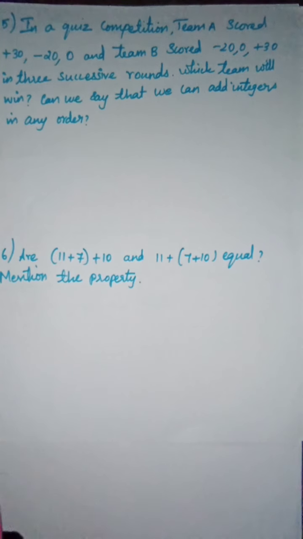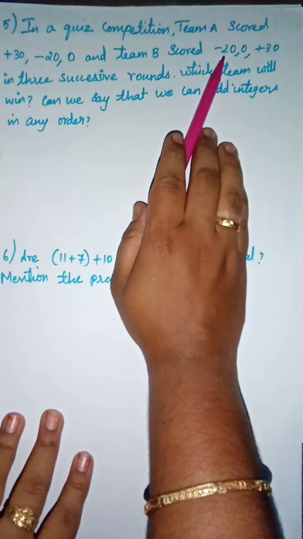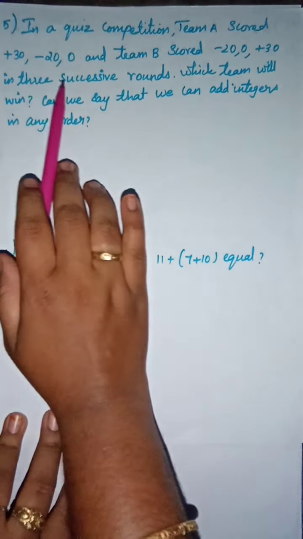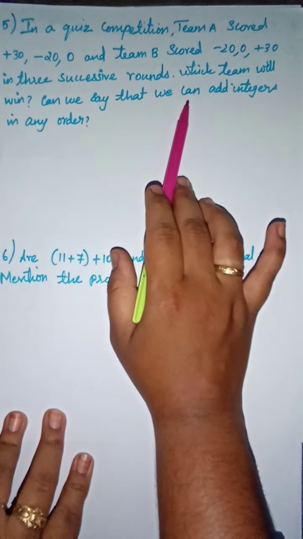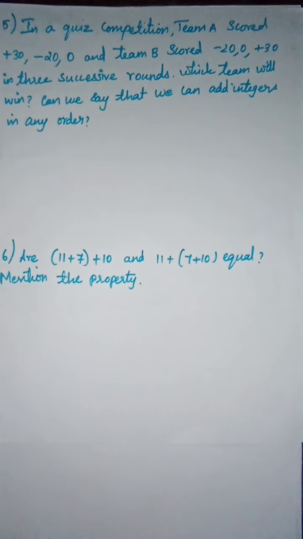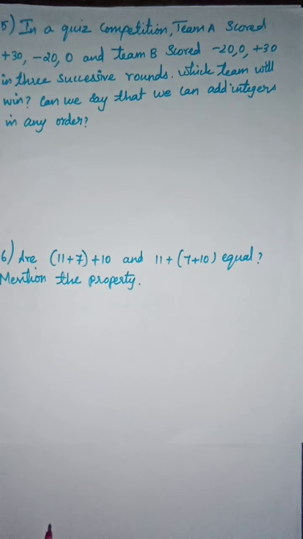Then the next question, that is the fifth question: in a quiz competition, team A scored plus 30, minus 20, 0, and team B scored minus 20, 0, plus 30 in three successive rounds. Which team will win? Can we say that we can add integers in any order? Okay, another time I am going to read the question: in a quiz competition, team A scored plus 30, minus 20, 0, and team B scored minus 20, 0, plus 30 in three successive rounds. Which team will win? Can we say that we can add integers in any order?